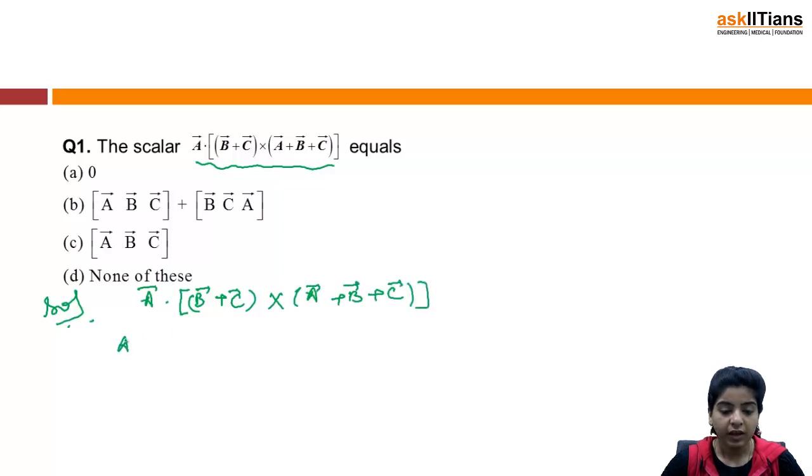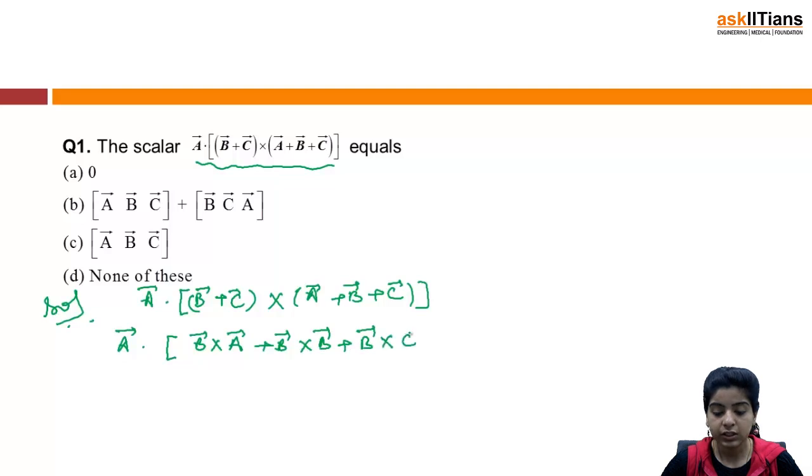I keep vector A as it is, and first evaluate this term. So what do I have? B plus C cross A plus B plus C. First I will take B cross A, plus B cross B, then B cross C, then C cross A, then for the second term C, I will have C cross A, then C cross B and C cross C. So this is what I have.